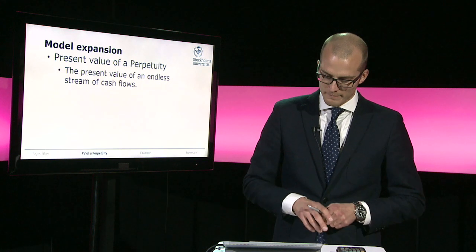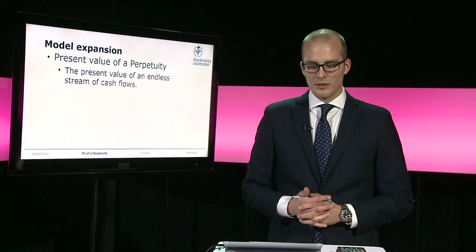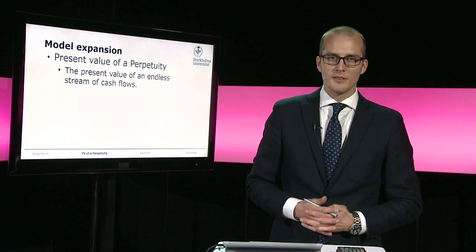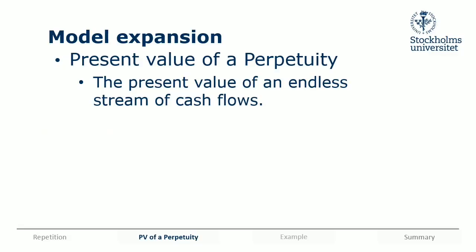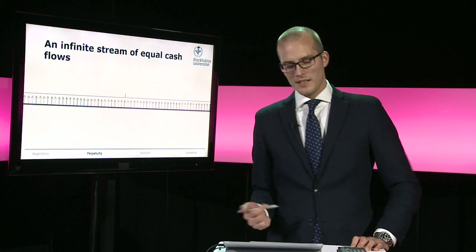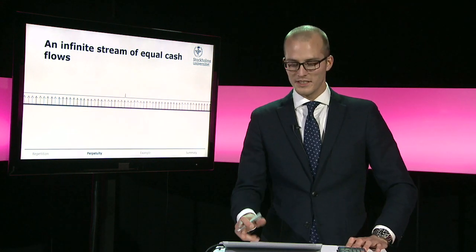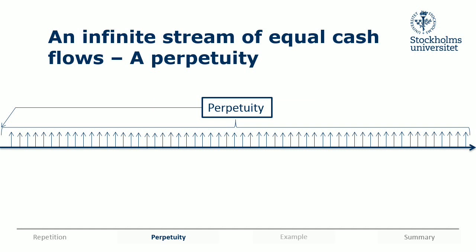And now we will expand the model and we will talk a bit more about present value of perpetuities. So what is a perpetuity? A perpetuity is an endless stream of cash flow. So what we do is that we calculate the present value of an endless stream of cash flows. So it might look like this, and imagine it continues into infinity. And if we have an infinite number of cash flows, we call it a perpetuity.